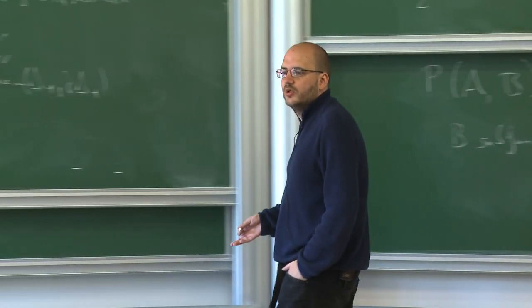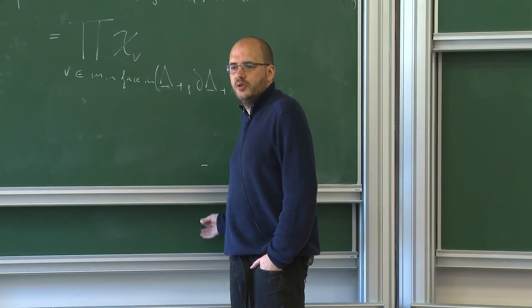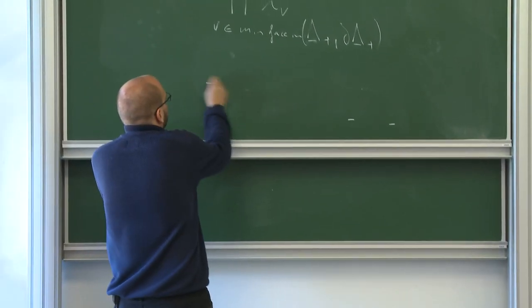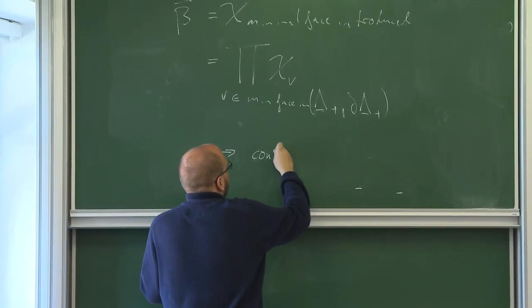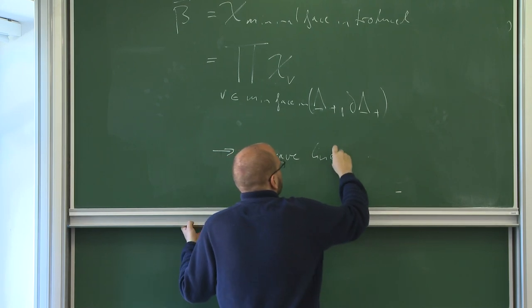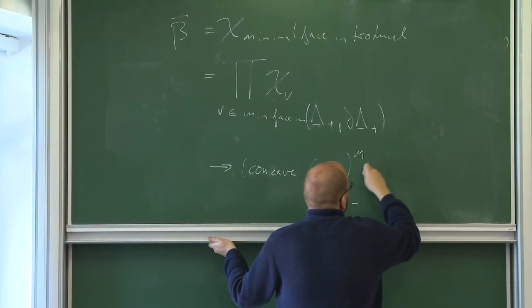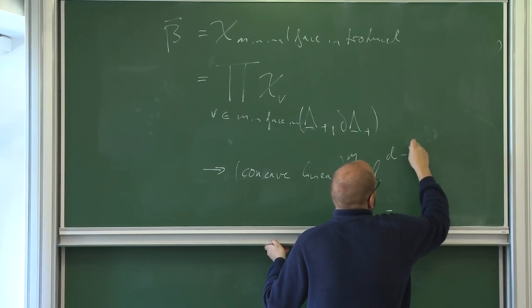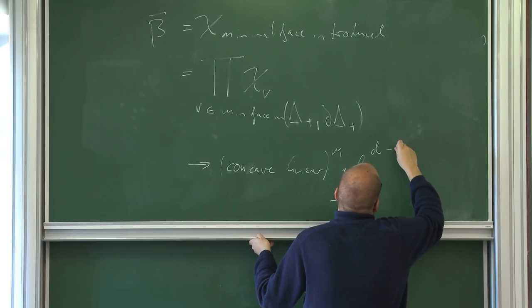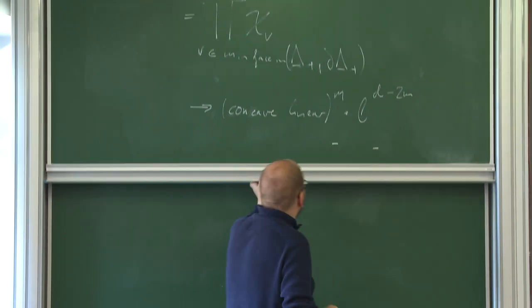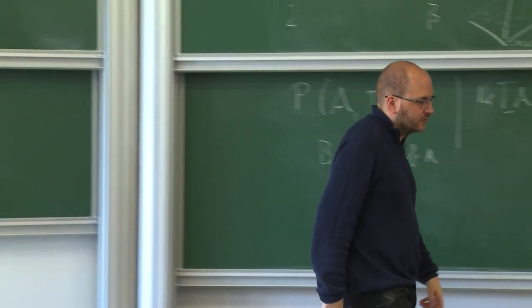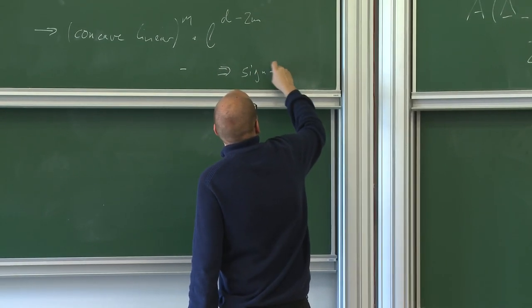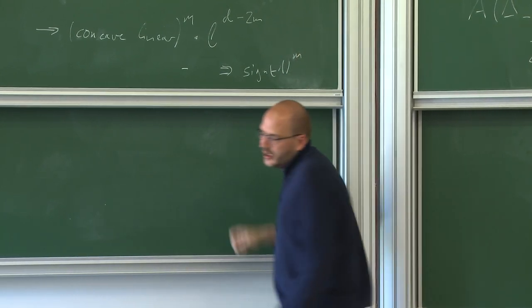Yeah, but it's just a calculation, some concrete situation, your model situation. Somehow it's a concave function, linear, to the m times the Lefschetz element to the d minus 2m. That's it. And this gives me the sign minus 1 to the m. So it's a bit like positive curvature in convex geometry. Yes, that's another way, yes.